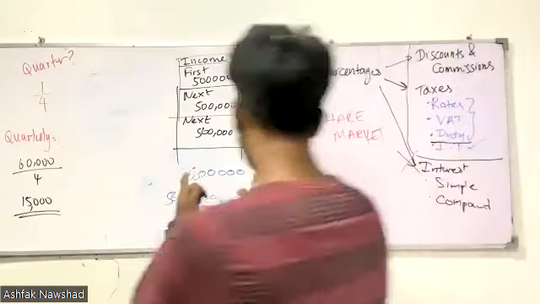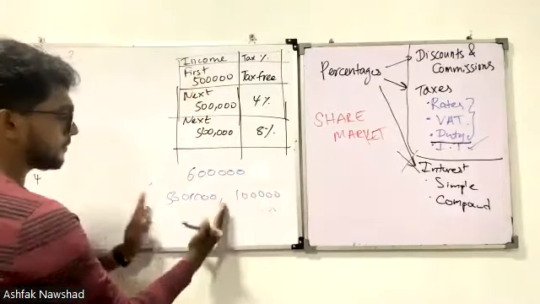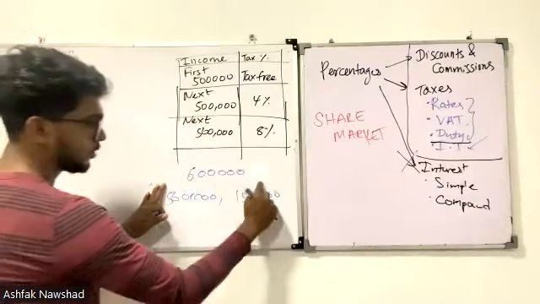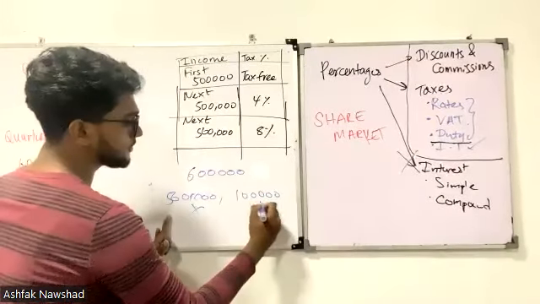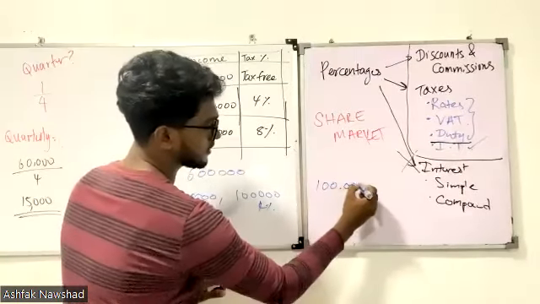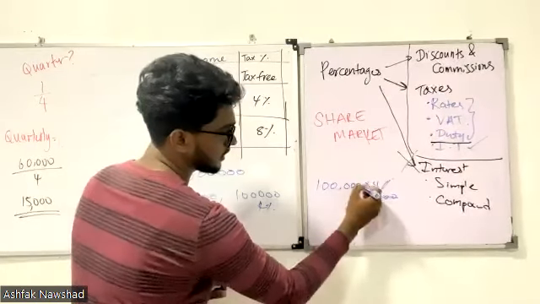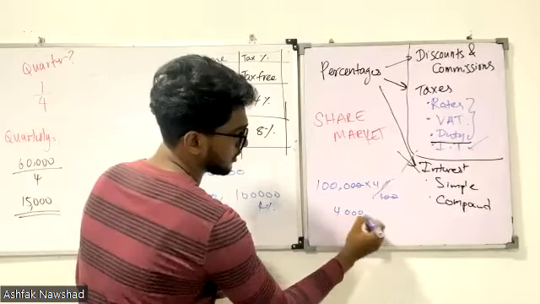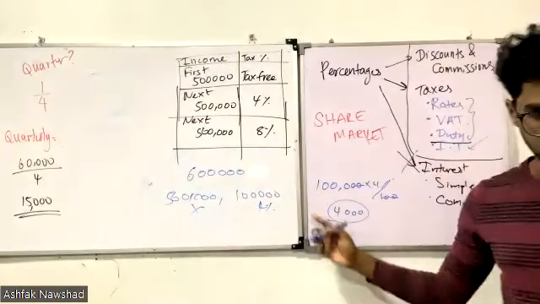So if you earn 600,000, break your earning into parts of 500,000. So the first 500,000 is tax free. The next one is 4%. So let's see how much tax. 100,000 times 4% will be 4,000. So you will have to pay 4,000 as tax. Is that clear?